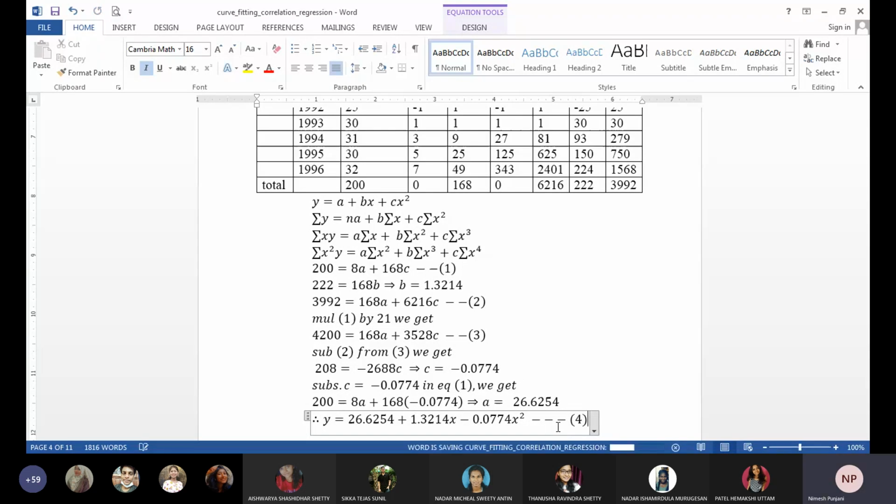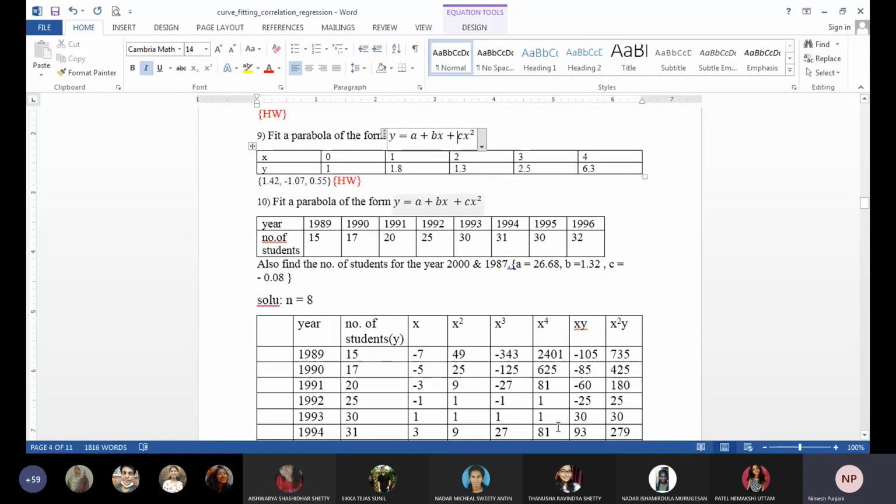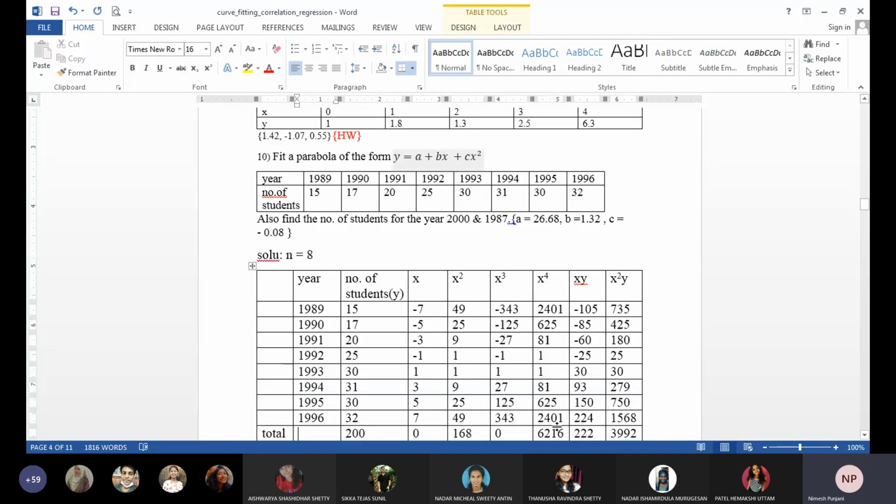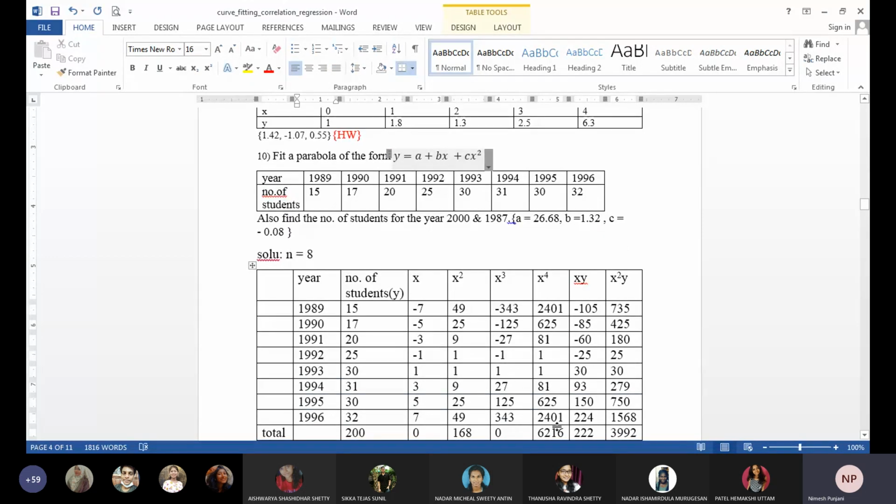Is it clear? Yes. Now और अपने को फाइंड आउट करना है ना. हाँ, now you tell me for the year 2000 what should be the value of your x? For the year 2000 what should be the value of x?